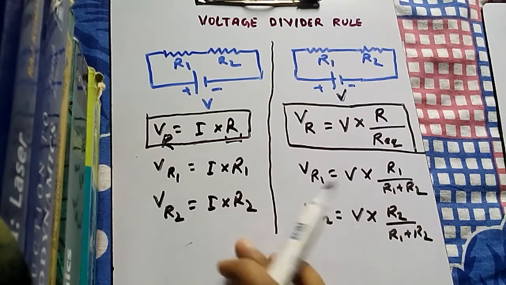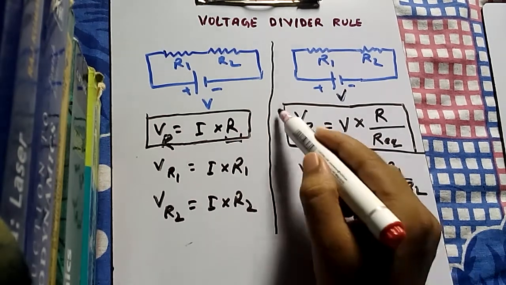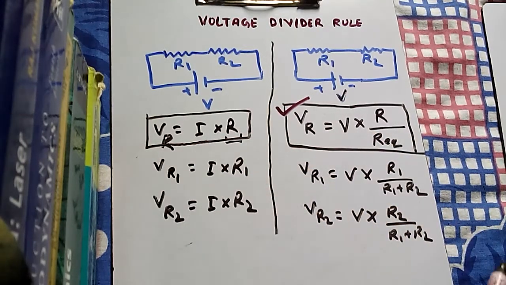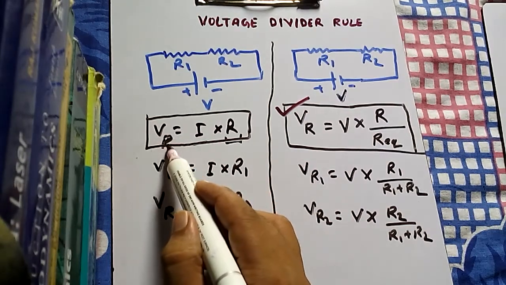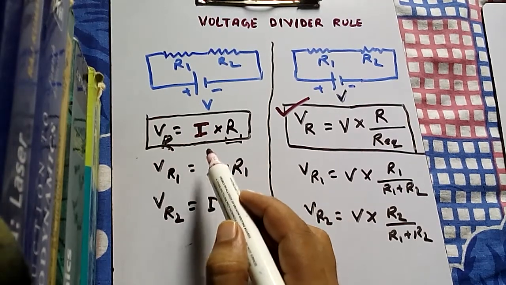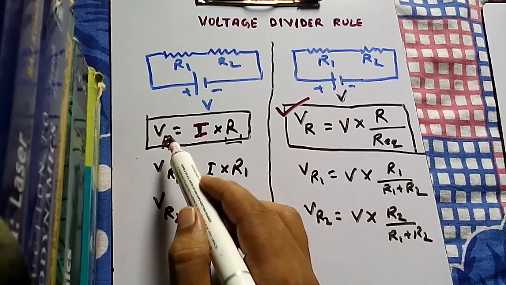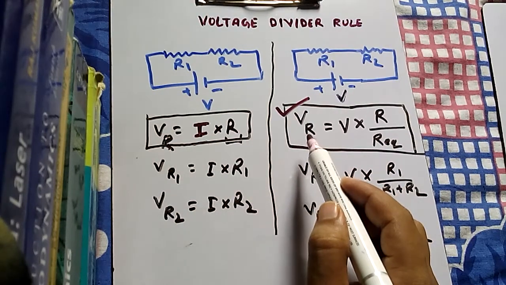Now a question arises: if we have two methods, which is the easier one and which is more convenient? Let me tell you that this is the easier one and this is more frequently used than this. What is the reason? See here, if you want to find the voltage drop across R, first of all you must know the current in the circuit. You have to calculate the current in the circuit and only then can you use Ohm's law as the voltage drop formula. But here you notice that you don't need to have the current.